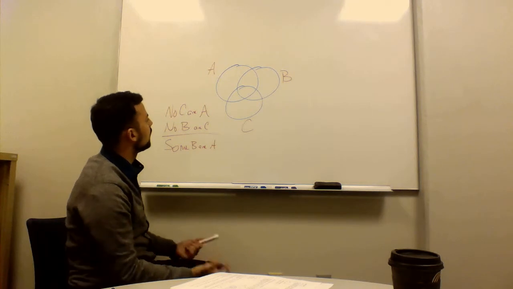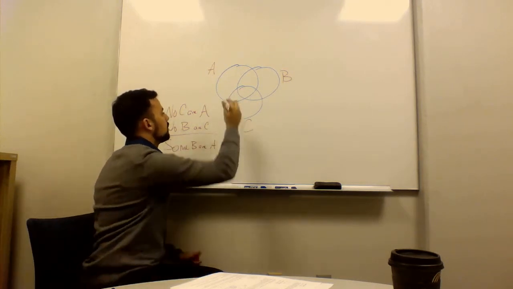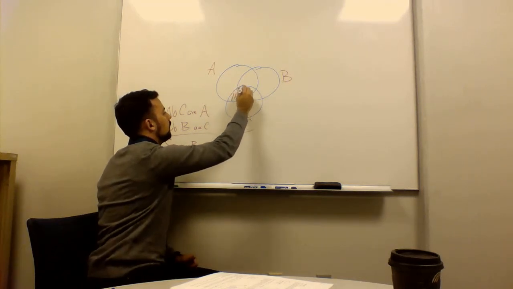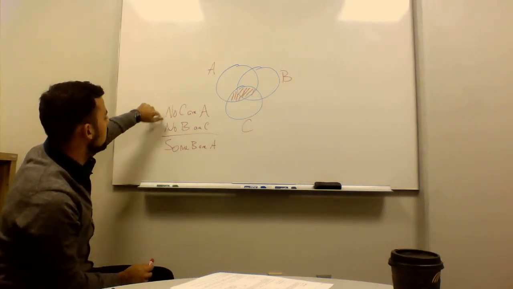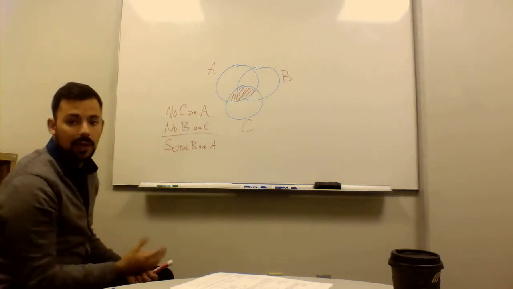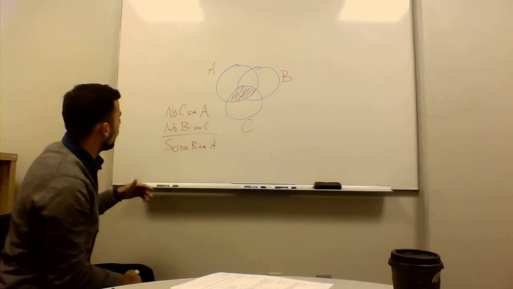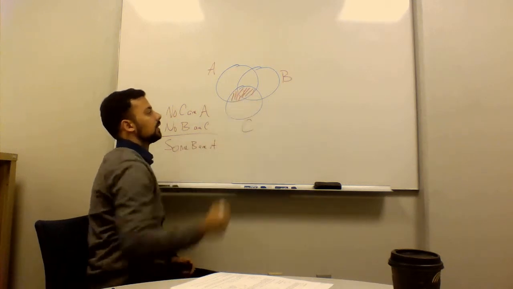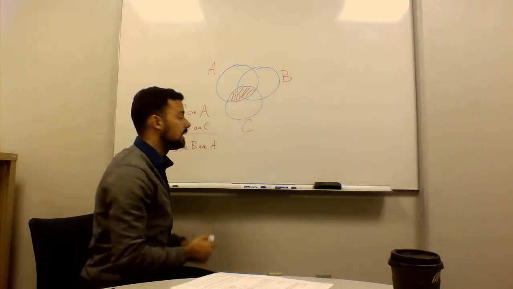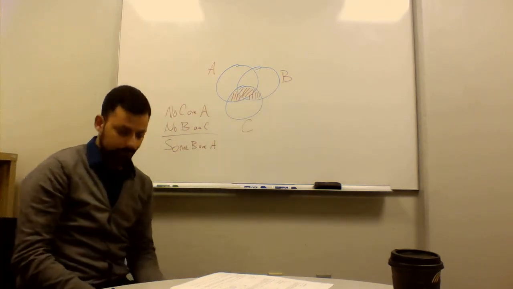No C are A. Where do we have C's that are A's? In these two regions here. So let's go ahead and shade them out. We're shading those two regions because the premise states that there are no C's that are A's, so any C's that are A's we have to take out because those don't exist. Likewise with the next one, no B's are C's, this is the only area left that is a B and is also a C, so we will shade that area out.